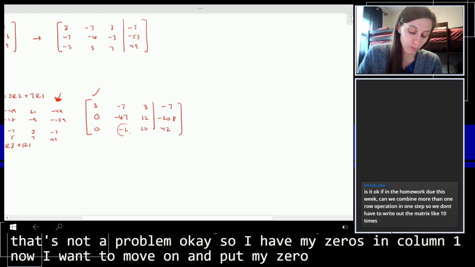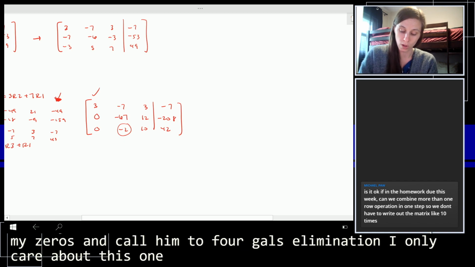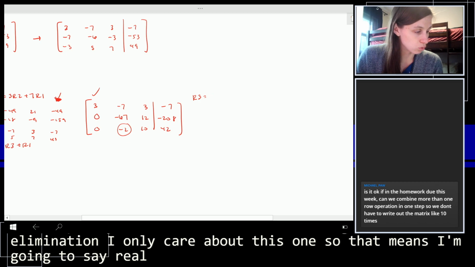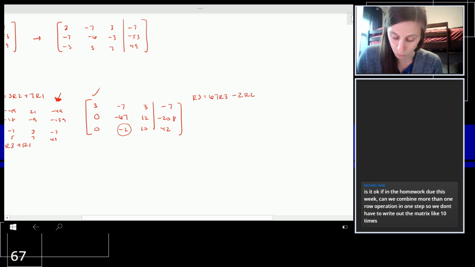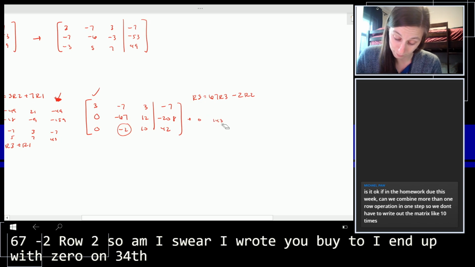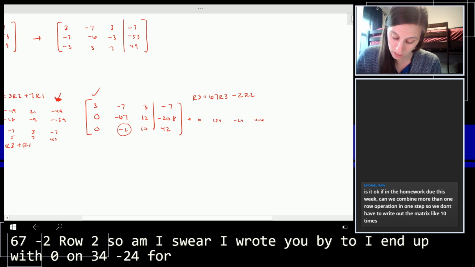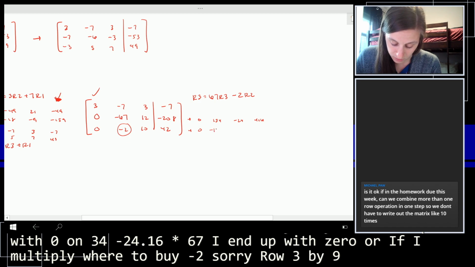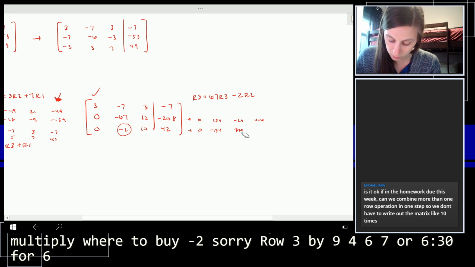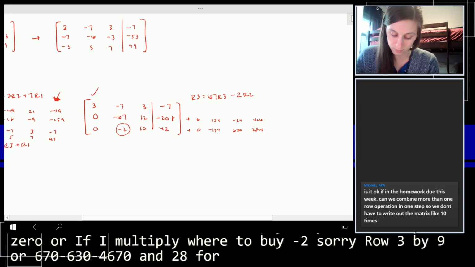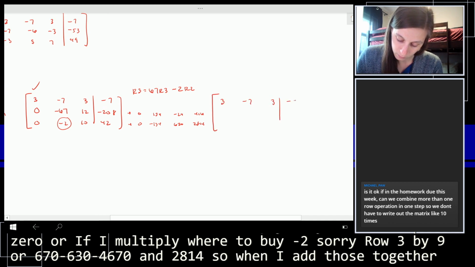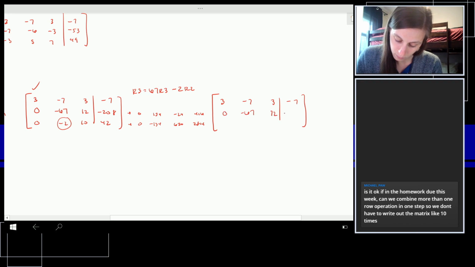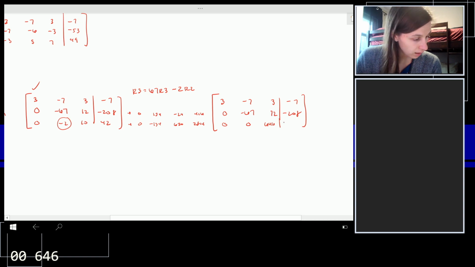Okay, so I have my zeros in column 1. Now I'm going to move on and put my zeros in column 2. For Gauss elimination, I only care about this one to be a 0. So that means I'm going to say row 3 equals 67 times row 3 minus 2 times row 2. So if I multiply row 2 by negative 2, I end up with 0, 134, negative 24, 416. Row 3 by positive 67, I get negative 134, 670, and 2814. So when I add those together, I end up with 0, 0, 646, and 3230.